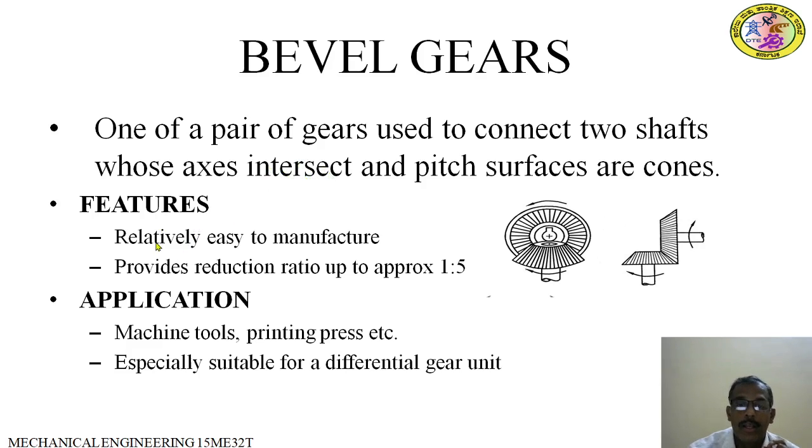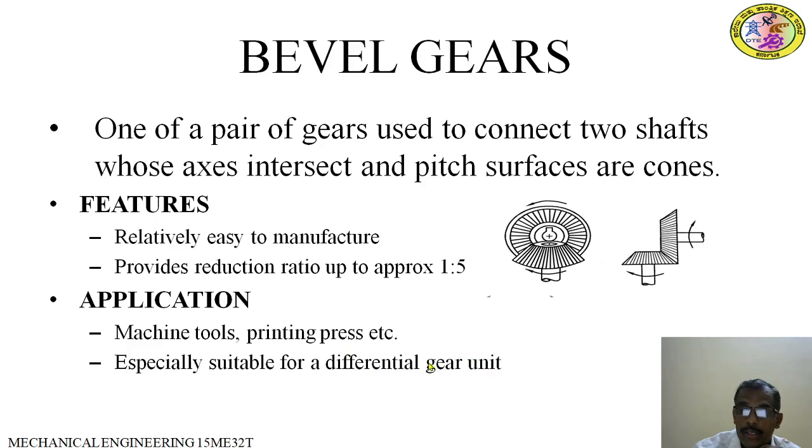The feature is that it is relatively easy to manufacture. This is a simple straight bevel gear. Relatively easy to manufacture, it provides a reduction ratio up to 1:5. Applications are machine tools, printing press, and it is especially suitable for differential gear units.